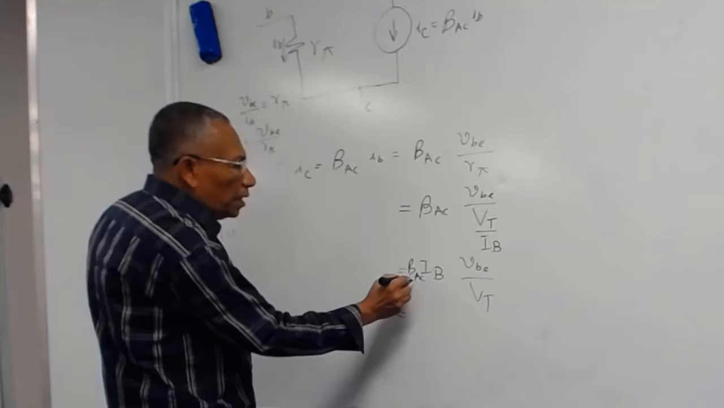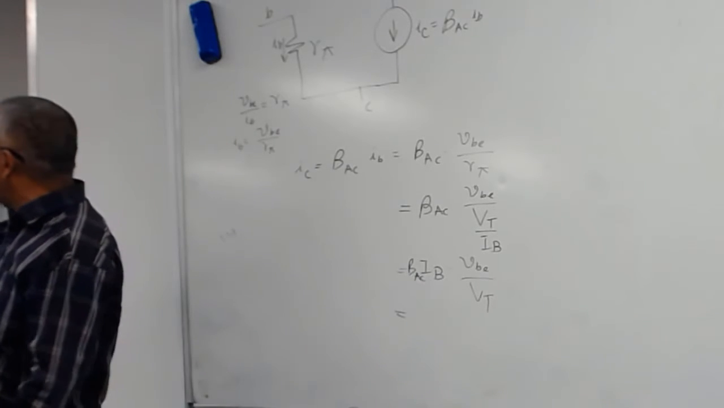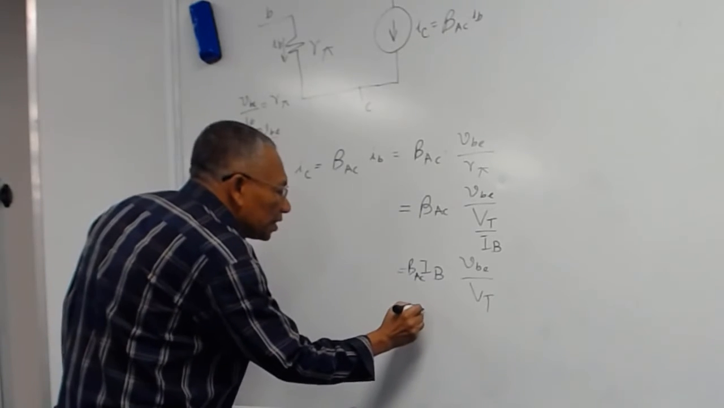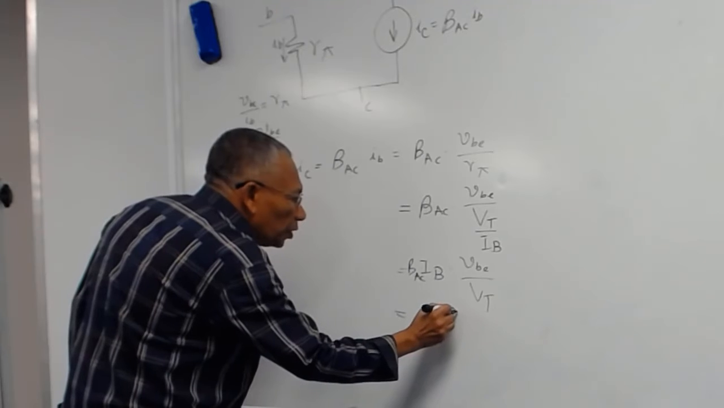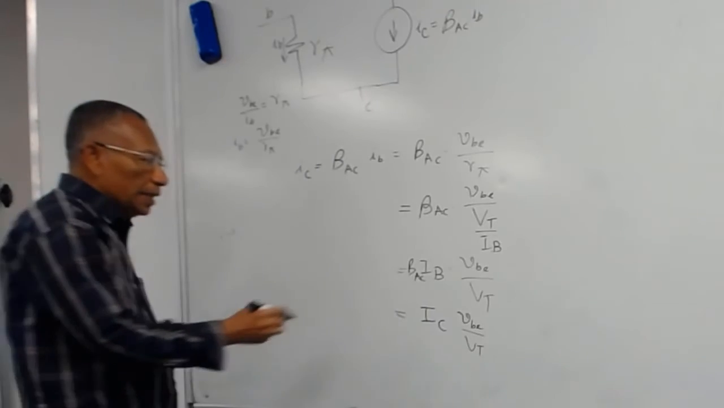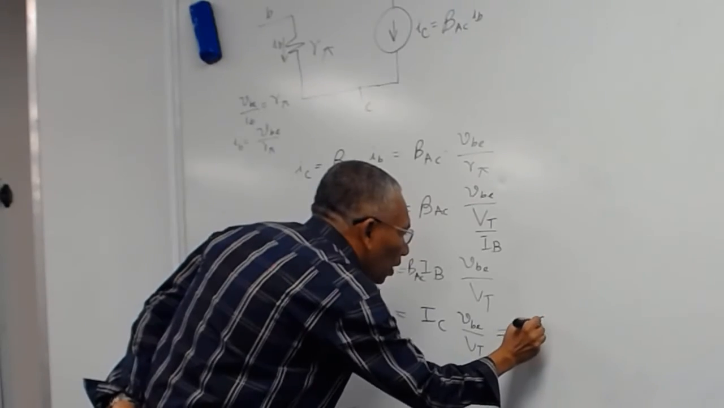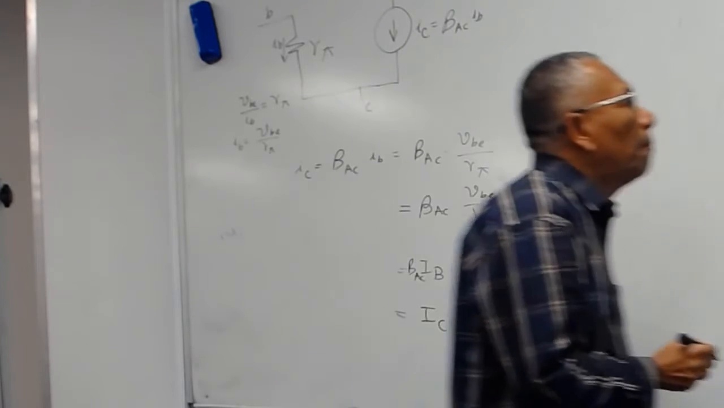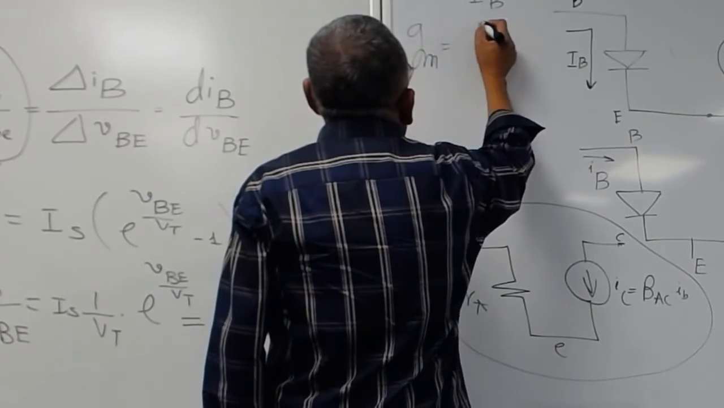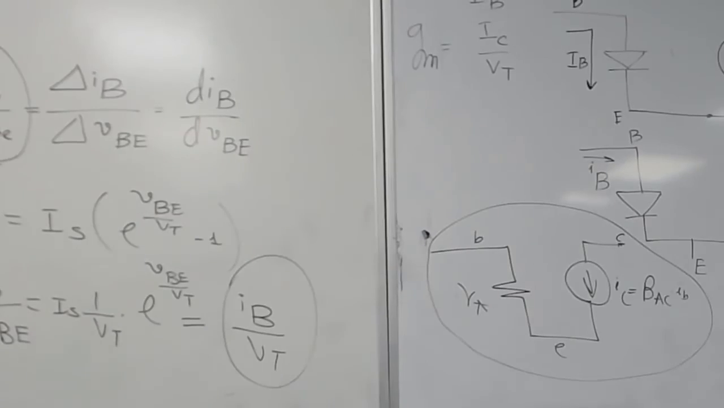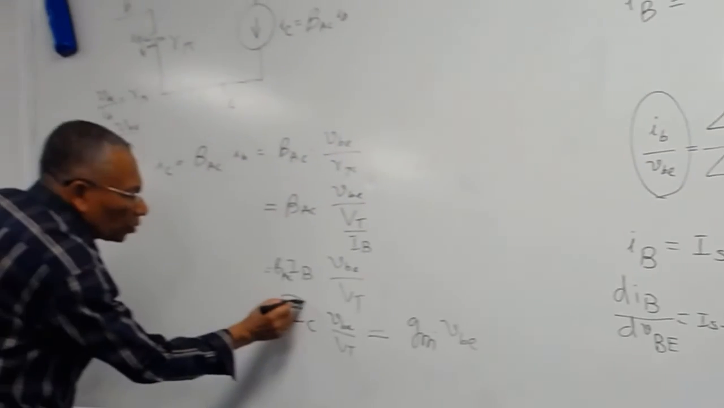But this beta AC is almost equal to beta DC, as we said. We have declared here beta AC, beta DC acceptably close. So we can say this is equal to IC, large signal IC, into VBE divided by VT. And this equal to, we call a quantity gm, transconductance, into VBE. Okay? Well, gm equal to IC by VT.